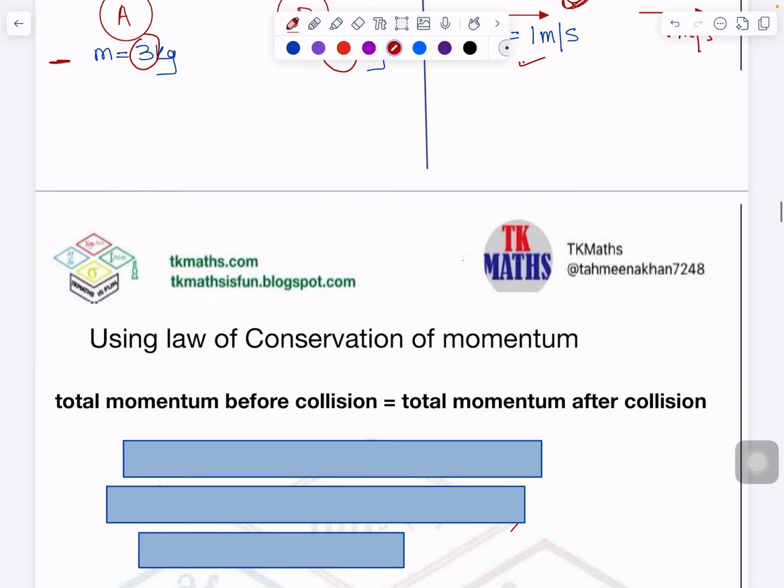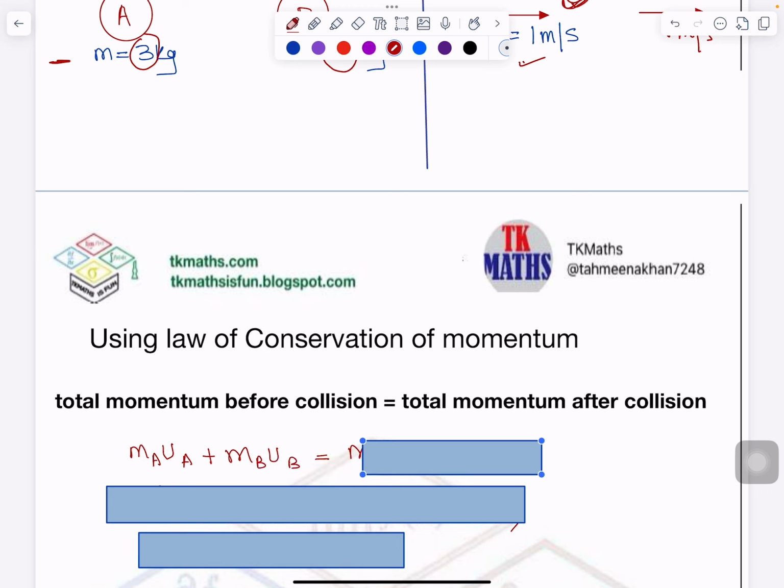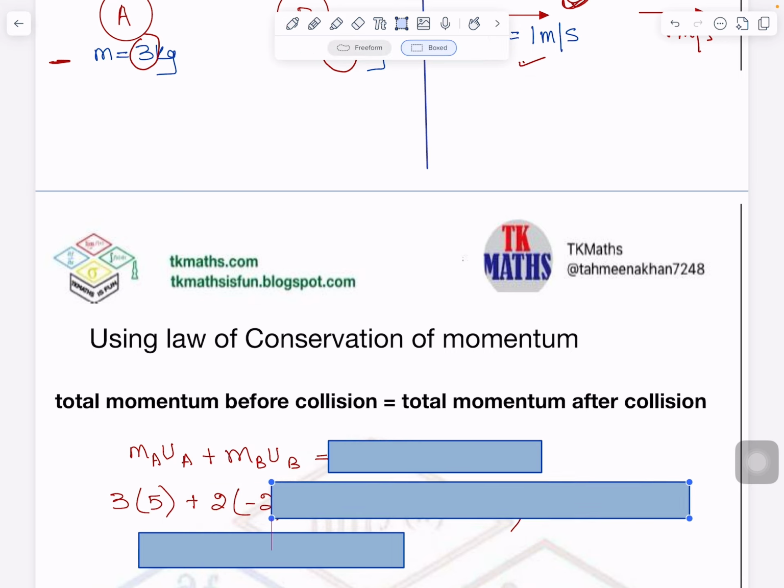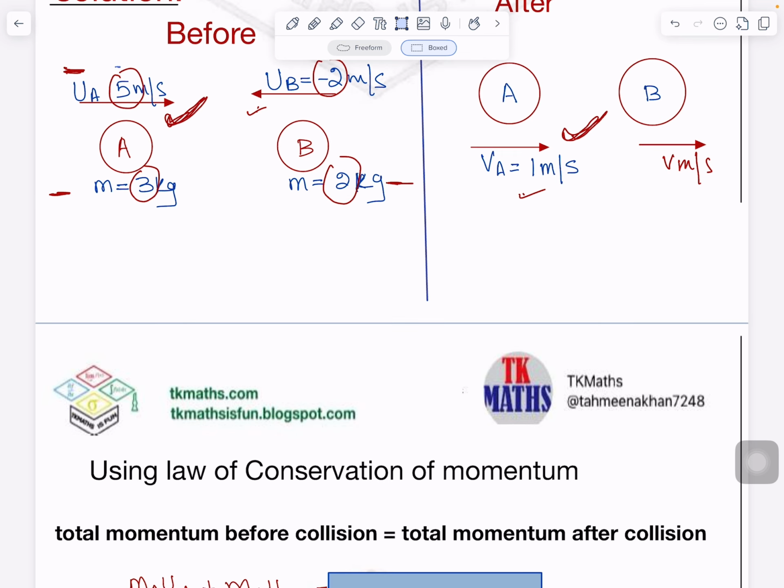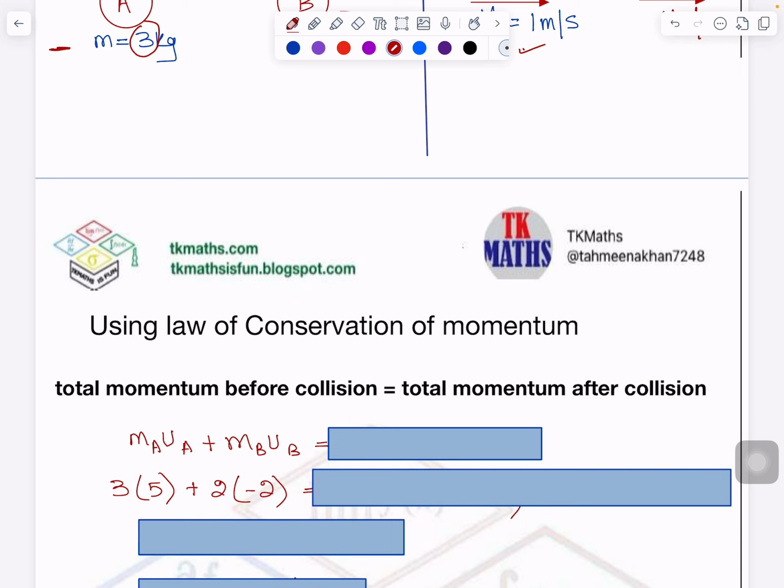This is before collision, right? You can see here I'm writing MAUA plus MBUB, just symbol. Okay, and then I will substitute the values here. You can see here 3 into 5, because the velocity of ball A was 5 meter per second and mass was 3. So I have just substituted here. And 2 times minus 2.